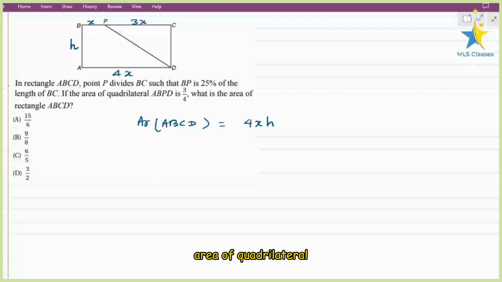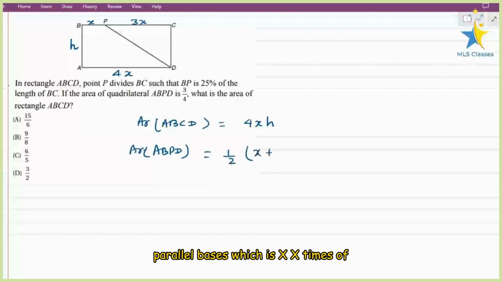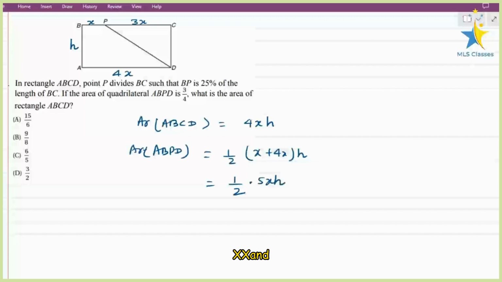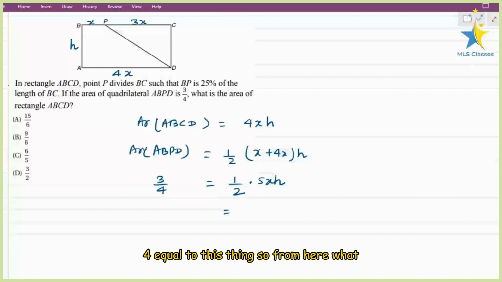Now the area of quadrilateral ABPD, that is basically a trapezoid, will be 1 over 2 times the sum of parallel bases, which is x plus 4x, times the height. So we are getting from here 1 over 2 times 5xh, and that is equal to, if you will see, that is given as 3 over 4. So we can write 3 over 4 equal to this thing.